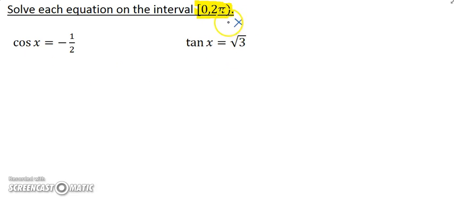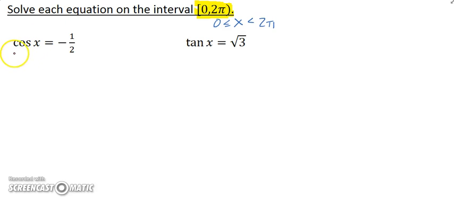So I want x's that are greater than or equal to 0. Notice that the right endpoint here is an open interval dot, so we need less than 2 pi, but not equal to 2 pi. So it's worth noting that one way to interpret this problem might be find all the places on the unit circle where this statement is true.